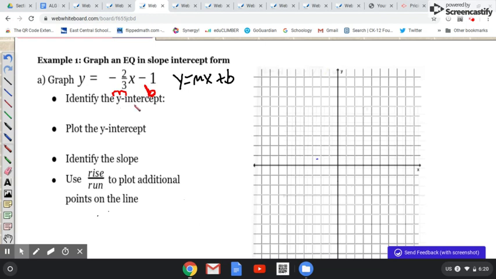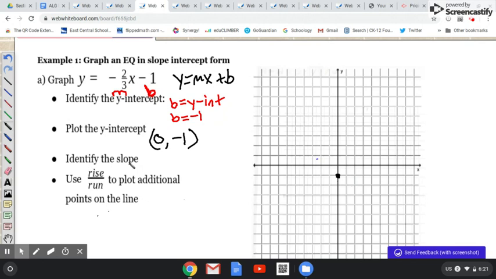First step, we're going to identify the y-intercept. So if it's in slope-intercept form, b equals our y-intercept. In this case, b is -1. Now to plot our y-intercept, we have to realize that this is a coordinate pair. Our y-intercept is always going to be on the y-axis. So the coordinate pair is (0, -1). And we can plot this point right here.